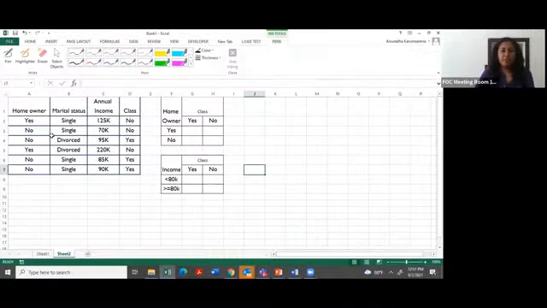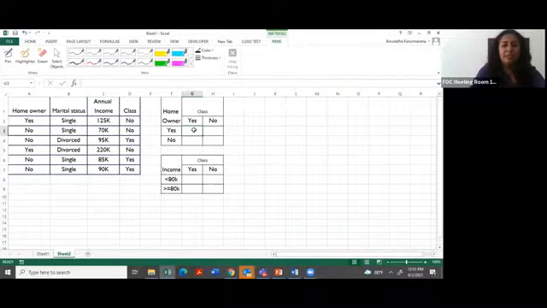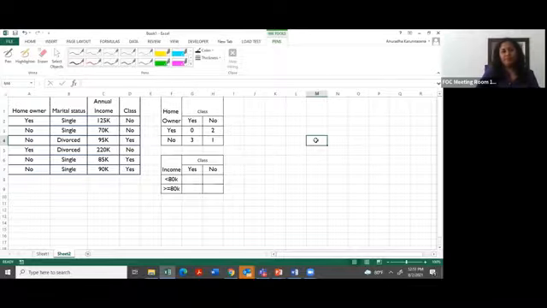Homeowner yes, decision is yes. How many do you have? Homeowner yes, you have only 1. Decision is, this is 0 and 2, right? Is it correct? Homeowner no, there are 4 rows. Out of that, 3 are yes. The other one is no. Isn't it? Is that correct, students?